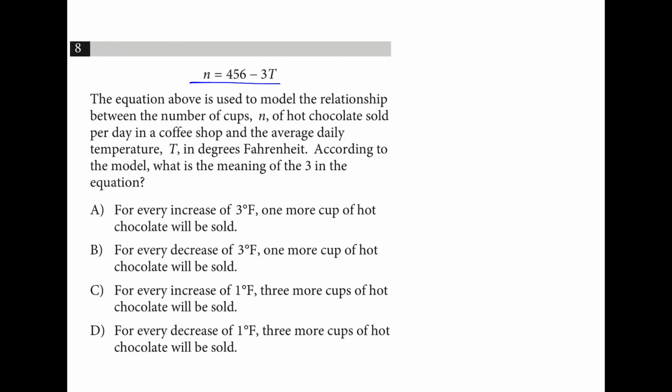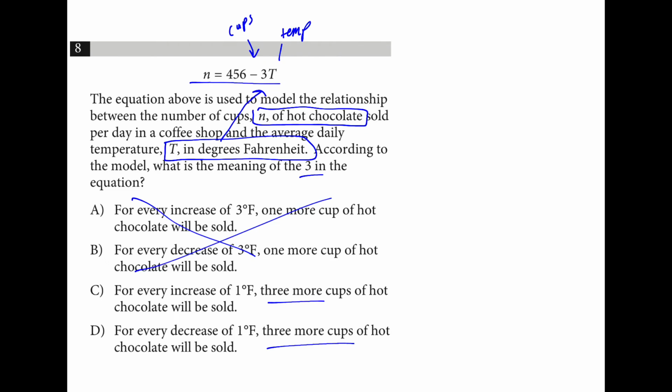So this equation tells us how many cups of hot chocolate are sold. The baseline is 456, and as we plug in T, the temperature, that amount either decreases or increases. So as we plug in 1 for the temperature, the number of cups is going to go down by 3. So this is cups down by 3, and this is temperature up or down by 1. So they want to know what 3 is, and that tells us not increase or decrease of 3 degrees, but it's 3 more cups. And should it be for every one increase or every one decrease? It turns out it's a decrease because of the negative.